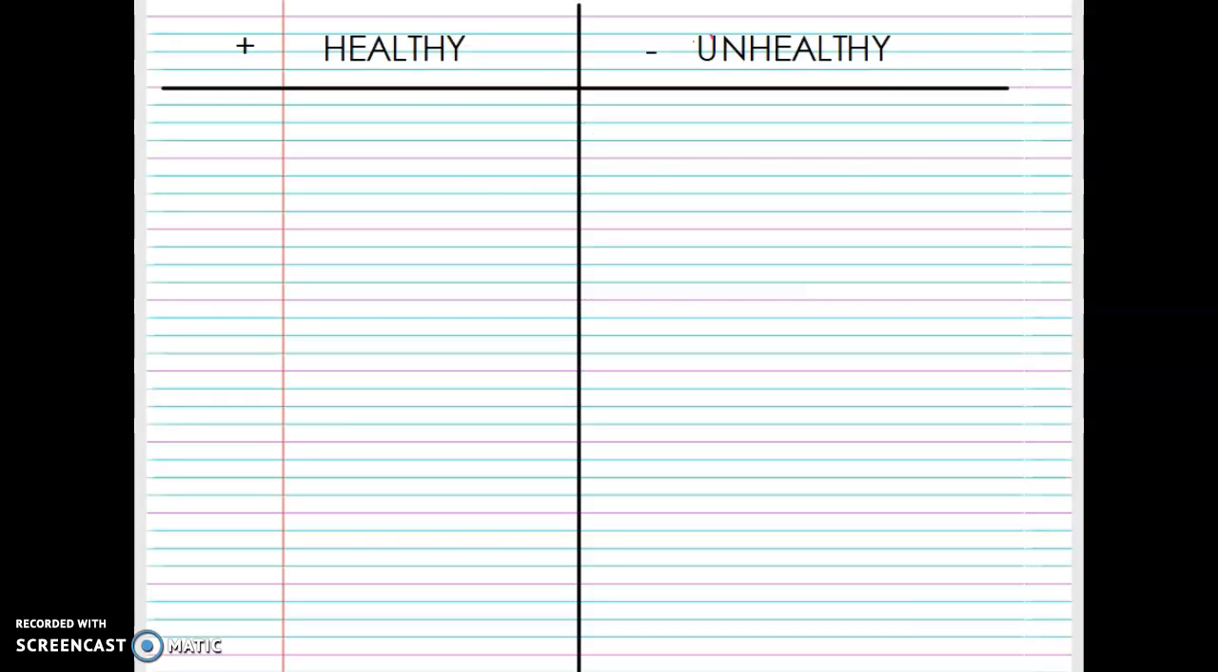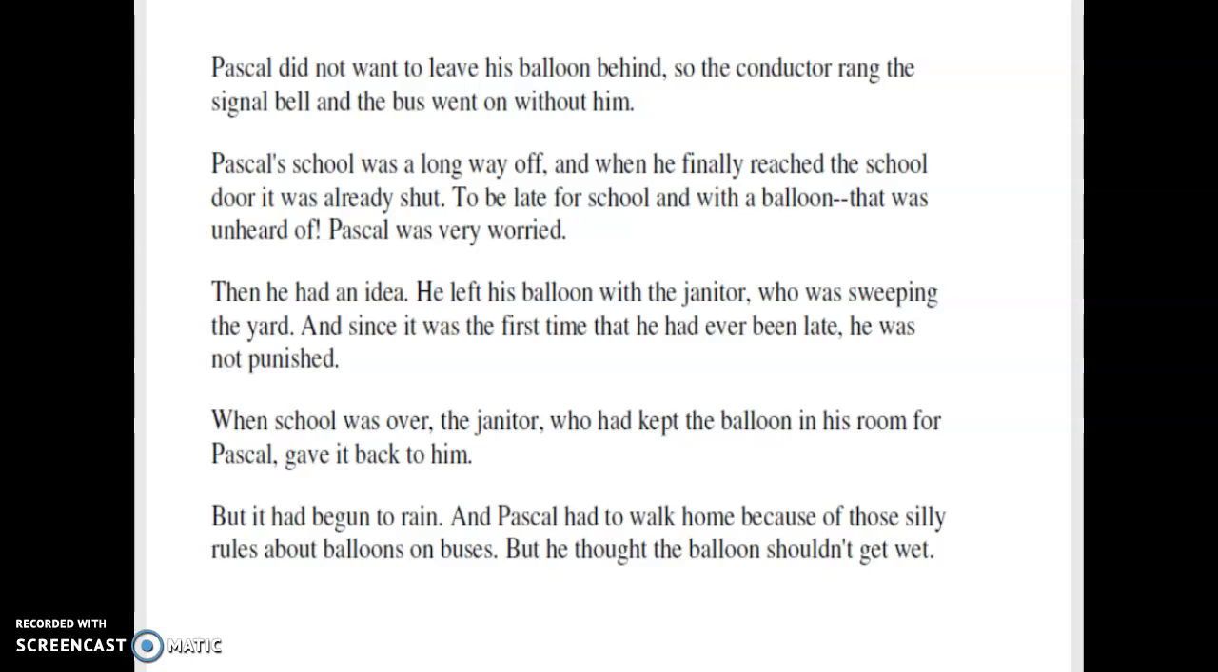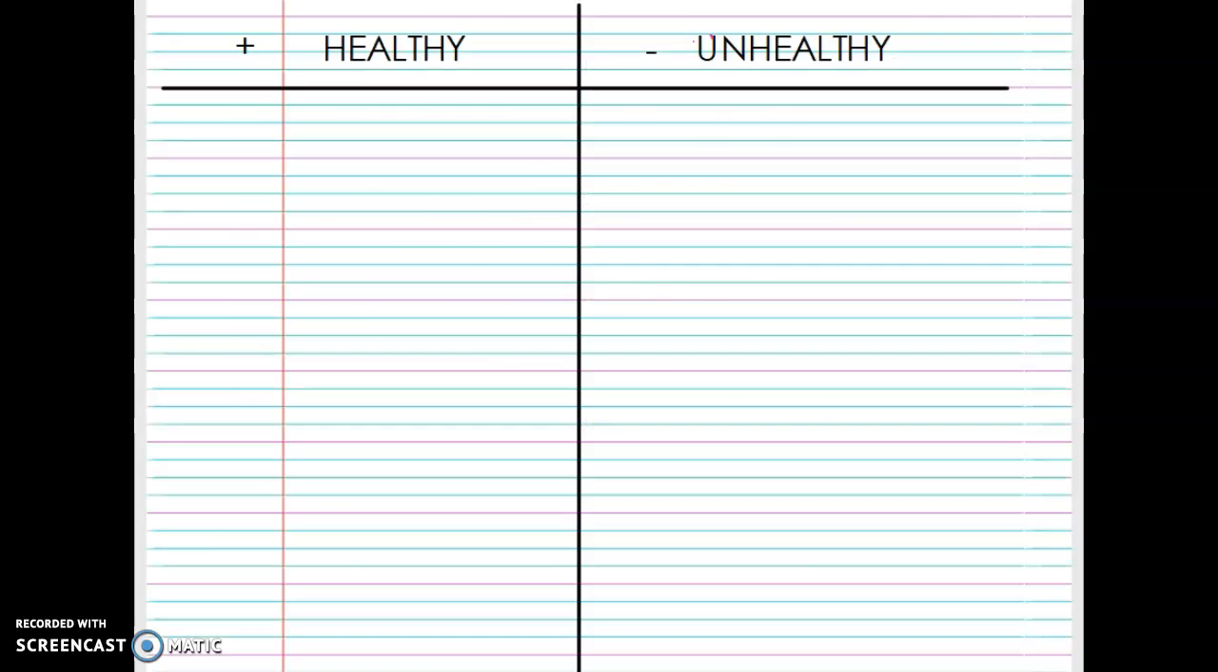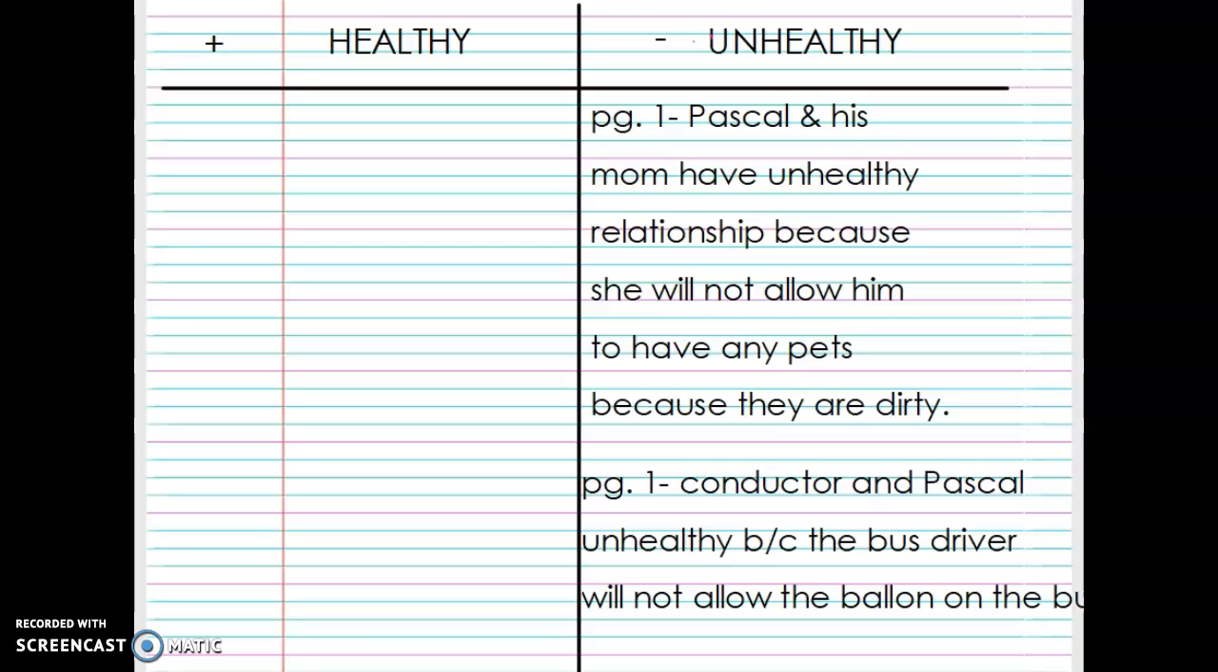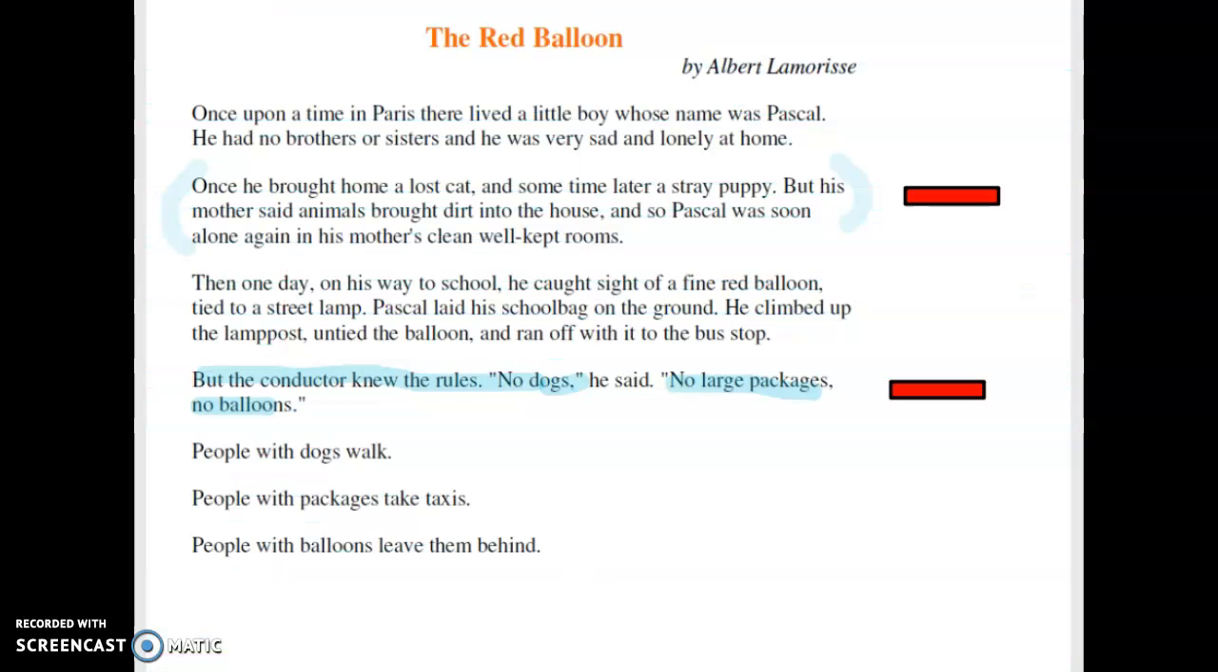So today, friends, as you continue to read, you are going to be looking for places in the story where Pascal meets other characters, and you're going to be going back to your charts and putting the page number, and listing why you put that passage down as being healthy or unhealthy. Make sure you put a little blurb as to why. That's very important.